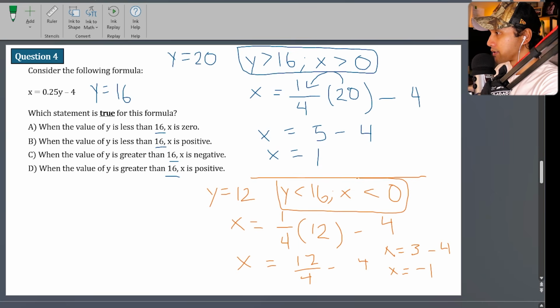So here's the rest of the rules that we just made. And I like how it boxed it up there. Why doesn't it do it all the time? Anyway, let's go test our statements. When the value of y is less than 16, x is 0? No, in fact, when x is 0, y is 16. So it has to only be 16, then x is 0. So A is wrong. When the value of y is less than 16, x is positive? Y values less than 16, x is in fact negative. So we can cross out B.